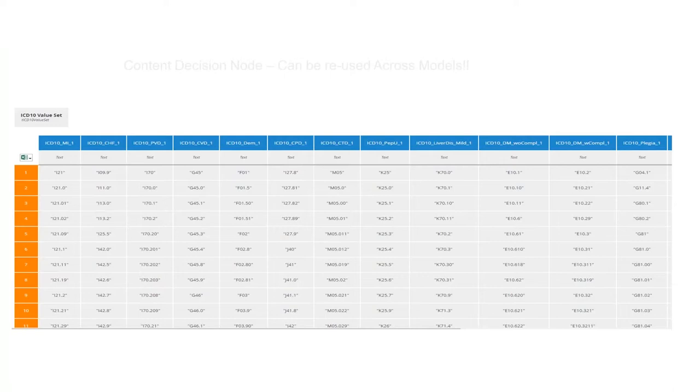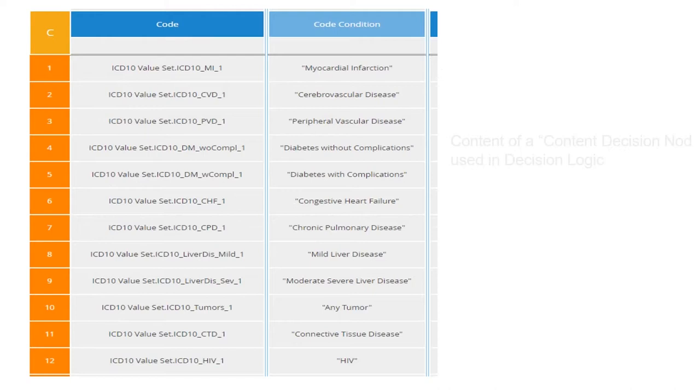If I hadn't killed the process, as Simon said, these are how the code sets look. Each column corresponds to a disease condition, and this disease condition is basically a set of codes, right? Now, it's interesting. Once I define the set, I can store it in a decision node. And as we saw, this decision node can then be reused across multiple models.